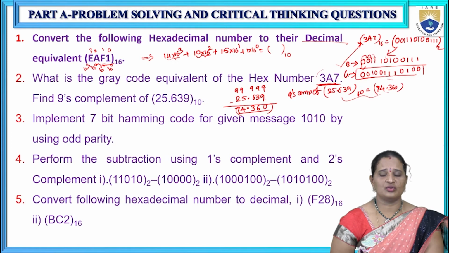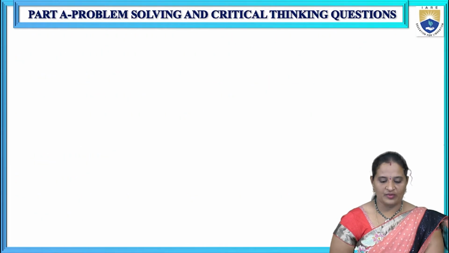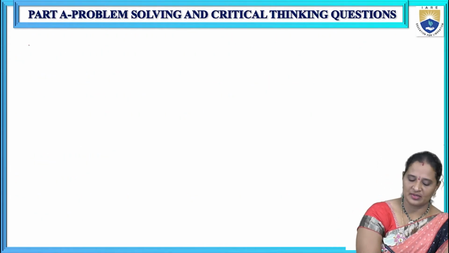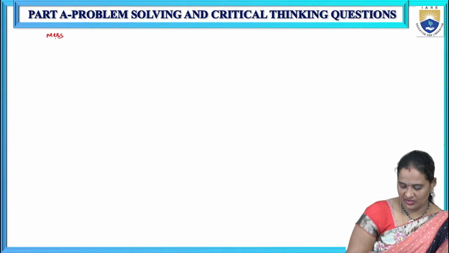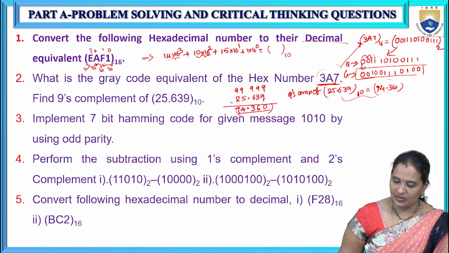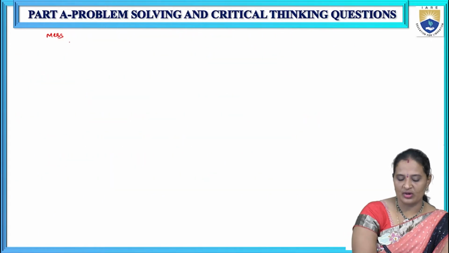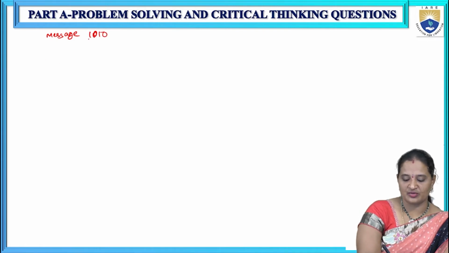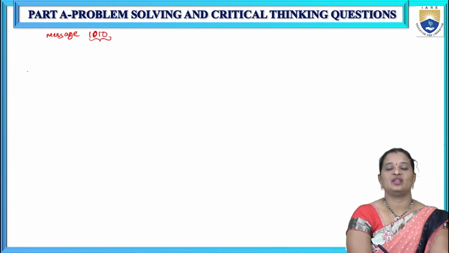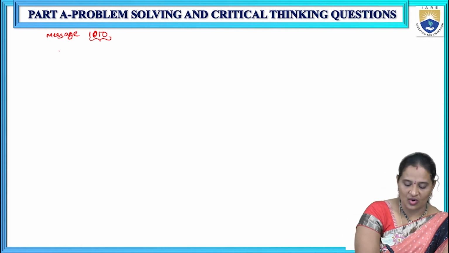How to generate the Hamming code? For that, I'm taking an empty slide here. So what is the message given? The message given here is 1010. We already know the procedure of generating Hamming code. First, we need to find out the number of parity bits to be added, right? So how can we find out the number of parity bits to be added?